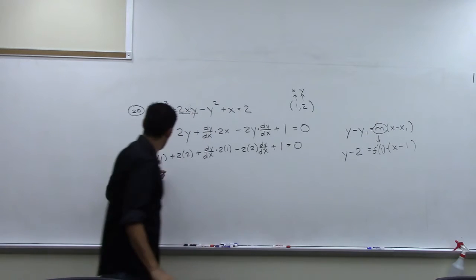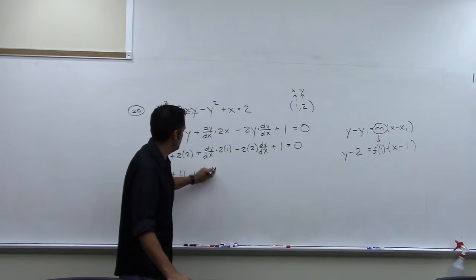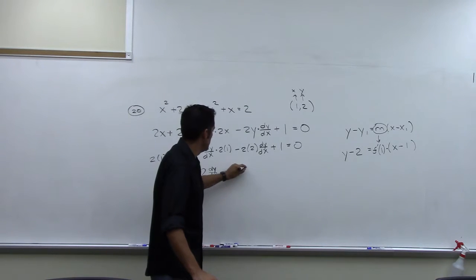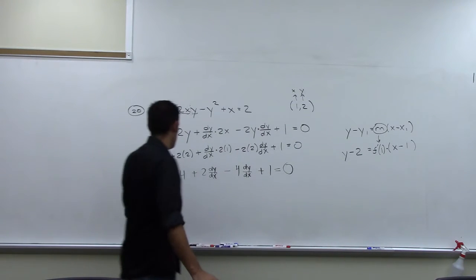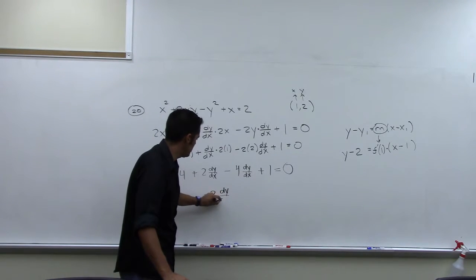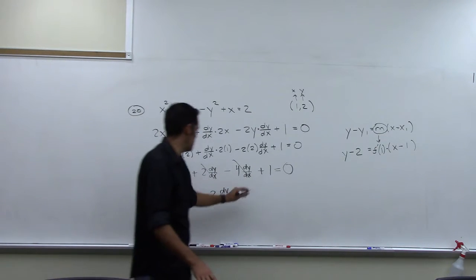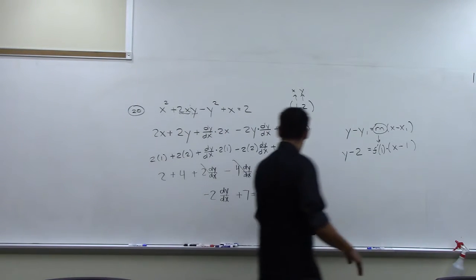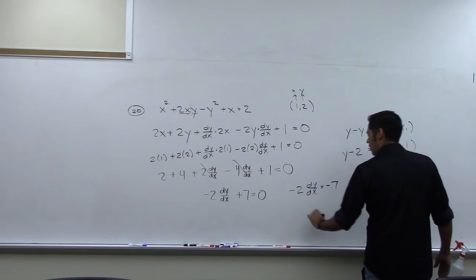So we have 2 plus 4 plus 2 dy dx, that's this, minus this, which is 4 dy dx, plus 1 must equal 0. So let me put my dy dx's together. Those together give me negative 2 dy dx. And then now my numbers, 2 plus 4 is 6, plus 1 is 7. So I have plus 7 equals 0. Move the 7 to the other side. Negative 2 dy dx equals negative 7. Divide both sides by negative 2.